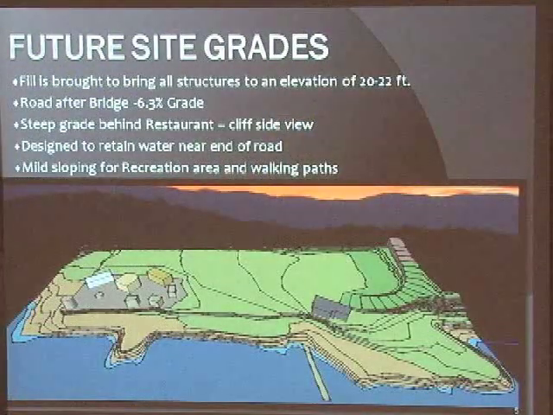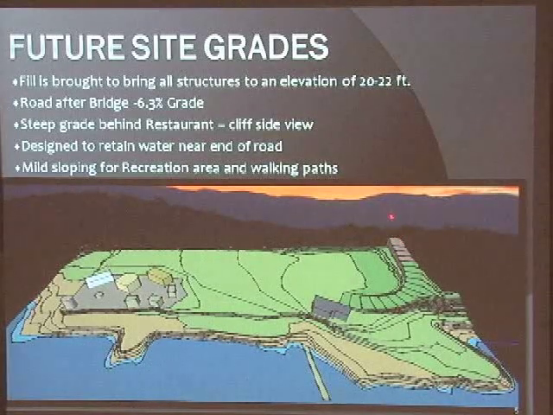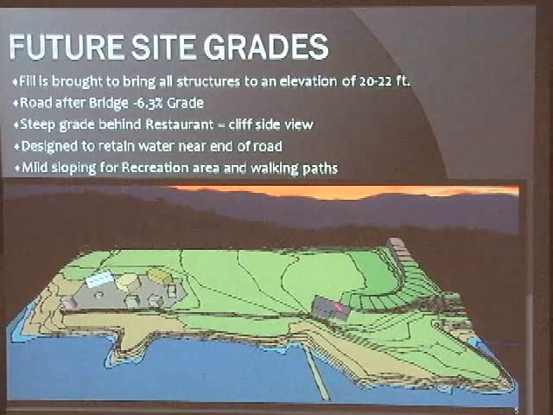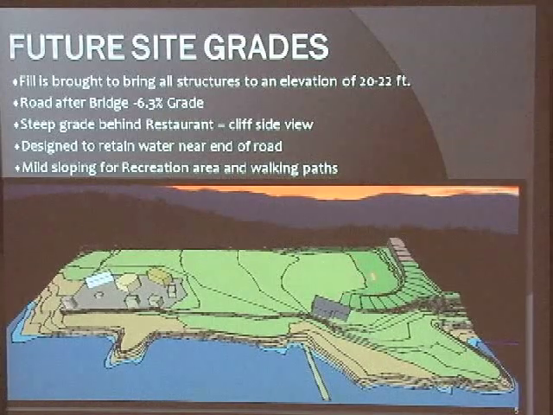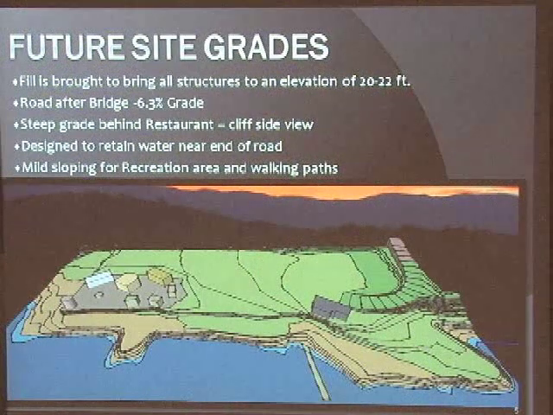And then our future site grades: we have our bridge starting here, which is at 56 feet, and it comes down to an elevation of 22 feet, which is where our restaurant is located. The bridge has a 6.3% grade. Here we are going to have a parking lot, and over here we have a recreation area that we considered rolling plains, and it ranges from 18 to 16 feet. It will be possible for future construction on it.